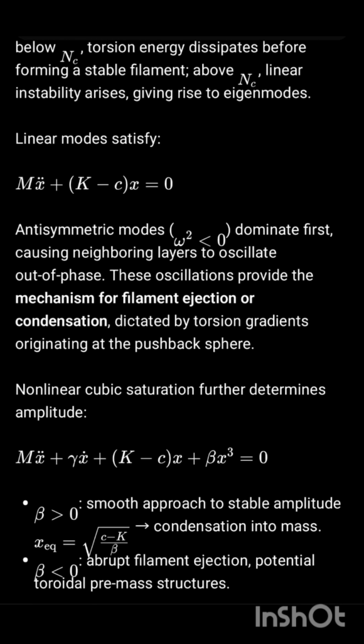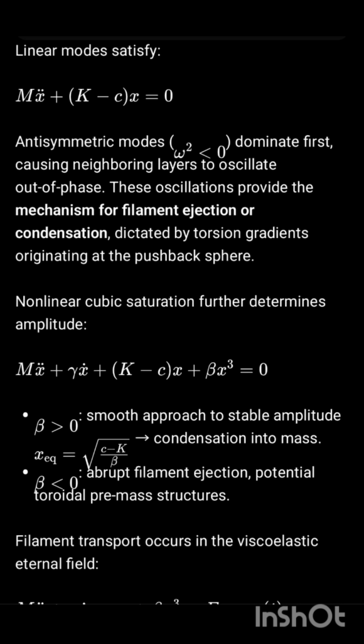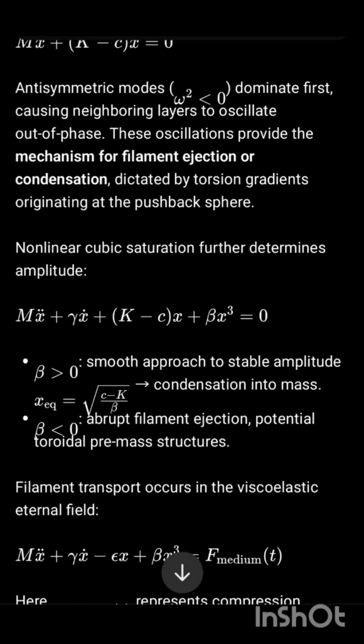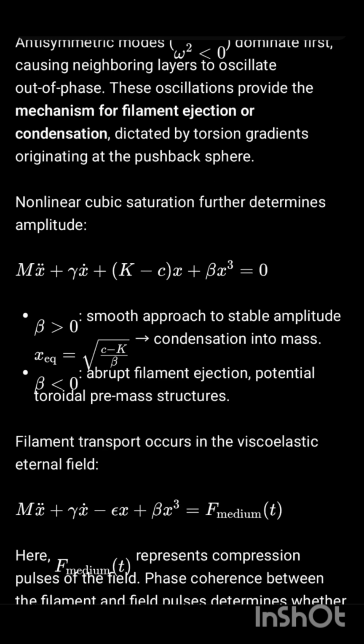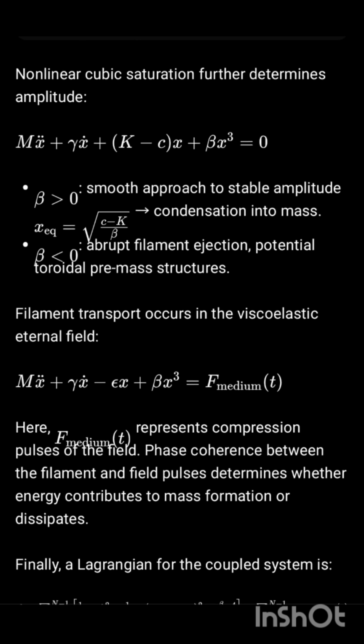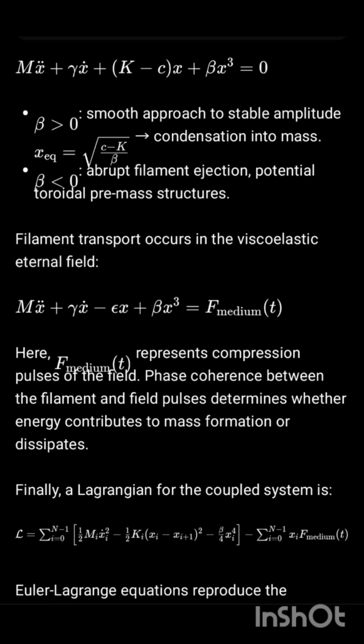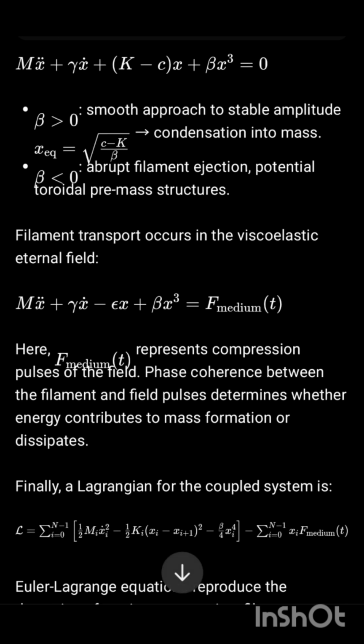Nonlinear cubic saturation further determines amplitude: m x double dot plus gamma x dot plus k_c x plus beta x cubed equals 0. For beta greater than 0, smooth approach to stable amplitude, x_max equals the square root of k_c over beta, condensation into mass. For beta less than 0, abrupt filament ejection, potential toroidal premass structures.